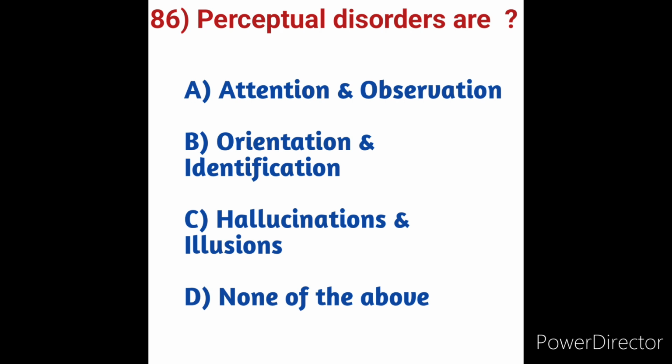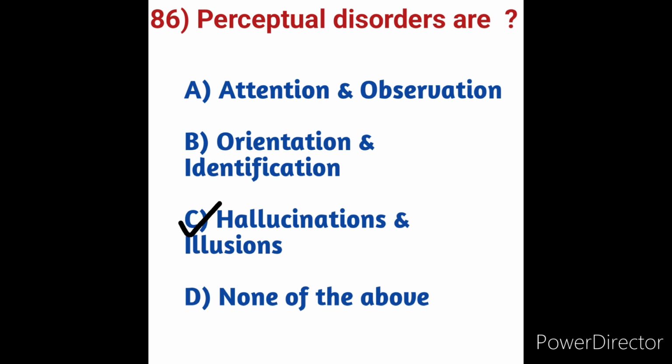Here both illusions and hallucinations are perceptual disturbances. Hallucination is a false or wrong perception. So here option C is the correct answer: perceptual disorders, hallucinations and illusions.